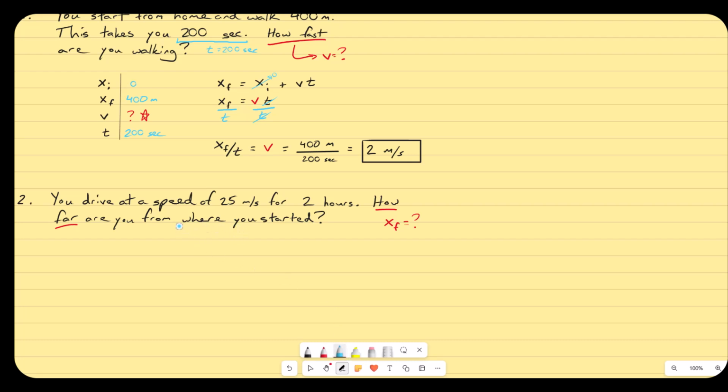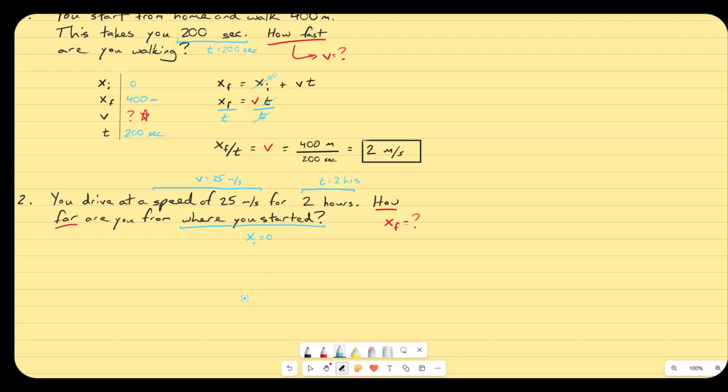Where you started, we can pick anywhere we want to be x equals 0. I'm going to say x initial is 0. We have 25 meters per second, and we're even told it is a speed of 25 meters per second. Our velocity is 25 meters per second. It doesn't matter whether we're moving in the positive or negative direction because we're starting from 0, and in the end we're looking for how far we've traveled, so we're going to take a positive value in the end anyway. We are doing this for 2 hours. That sounds a lot like a time.